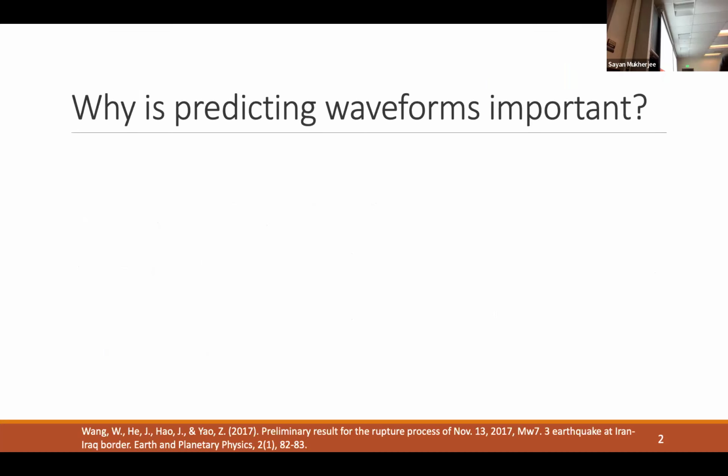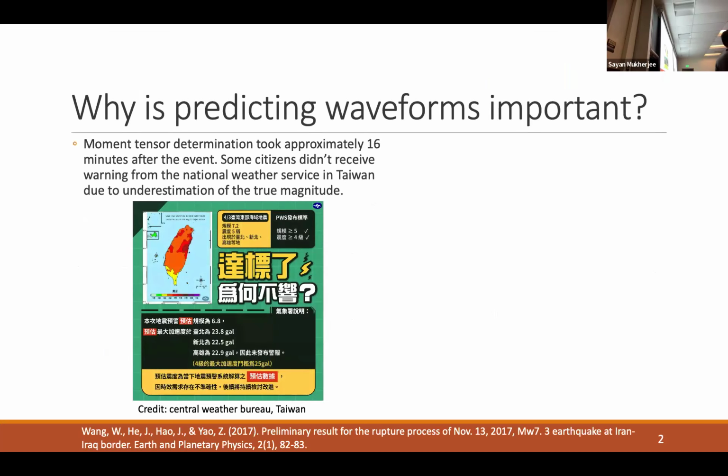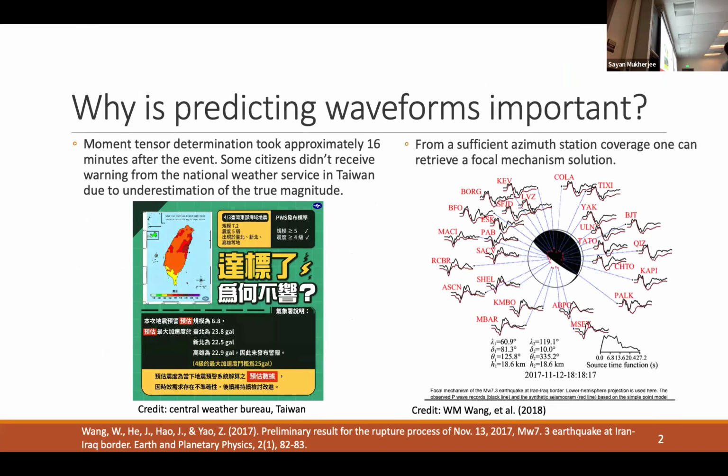There was a recent earthquake in Taiwan where people were unhappy about how the weather bureau didn't send out the prediction of the size of the earthquake in real time. That upset them. Also, earthquake source parameter determination requires sufficient coverage of azimuthal stations to give a proper source moment tensor solution. So these two problems in our daily life make predicting waveforms important, but how do we do this?